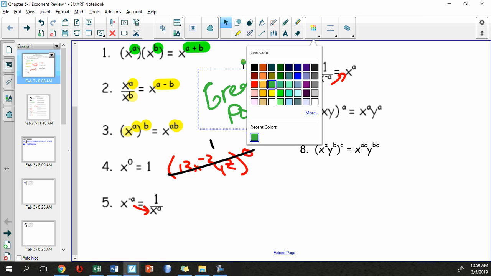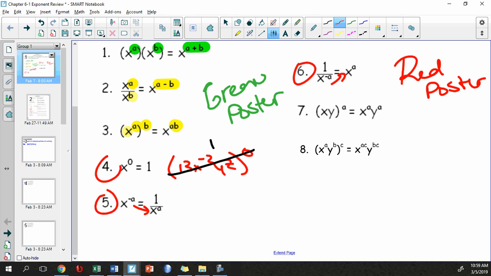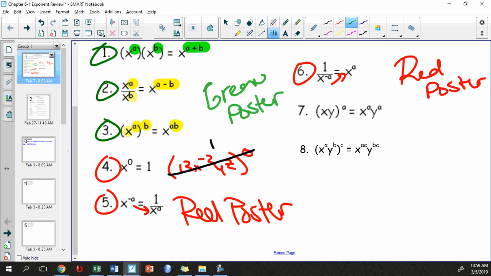Now, over here, we're going to be talking about the red poster. So these three are the red poster, whereas these first three were the green poster. Do you all understand that? Yes or no? Okay, super important that your brain gets that over there. They will be there all year long.